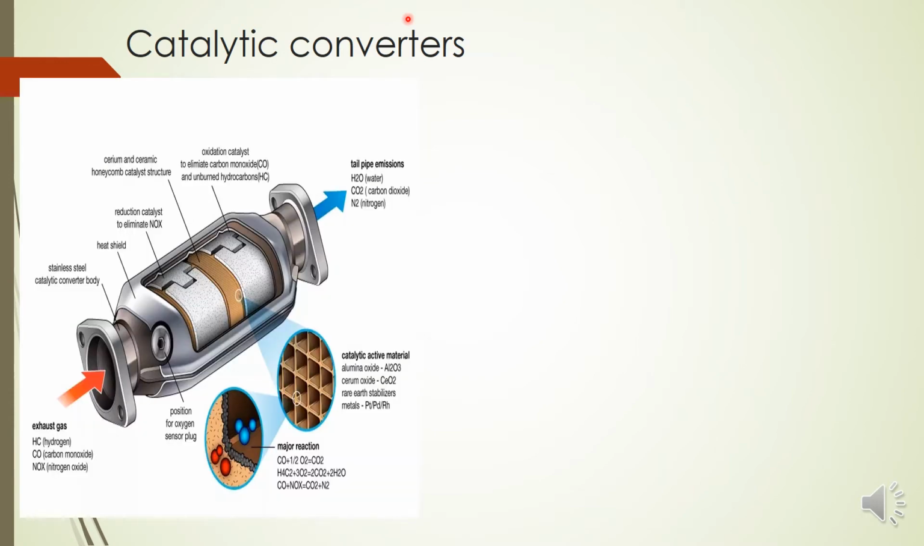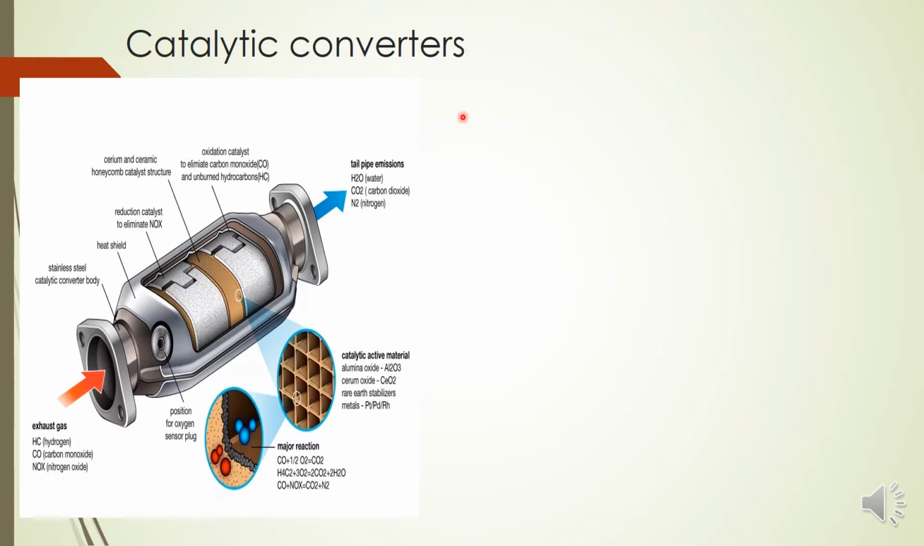So most of the modern vehicles, this is a figure of a catalytic converter. This is a small chamber with this shape. This can be connected to the exhaust manifold. So gas will be passing through this and will lead to the exhaust tailpipe through this side.